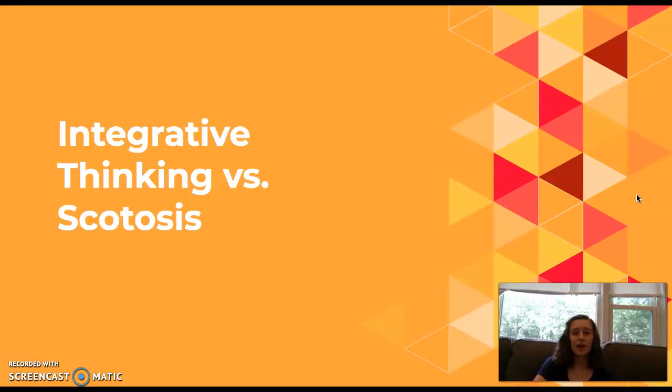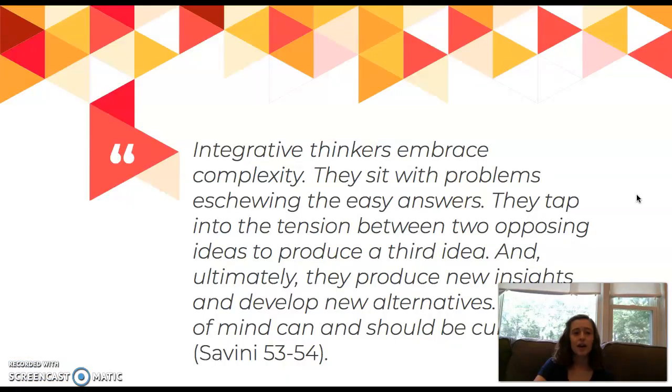So the last thing I'll talk about is integrative thinking versus skeptosis. This is something that Savini touches on, and I wanted to talk about it because it's really important to your success in this class. So Savini says integrative thinkers embrace complexity. They sit with problems, eschewing the easy answers. They tap into the tension between two opposing ideas to produce a third idea, and ultimately they produce new insights and develop new alternatives. This habit of mind can and should be cultivated.